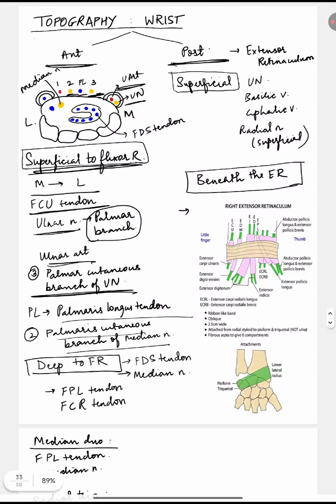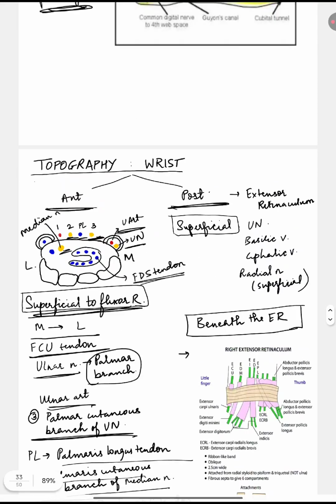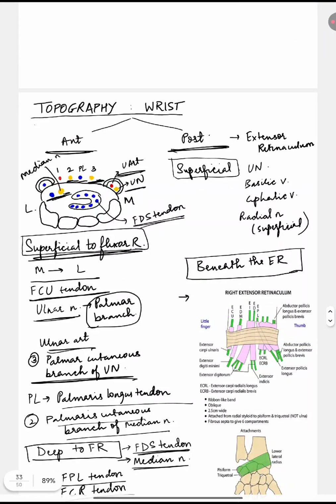deep to flexor retinaculum. There are flexor digitorum superficialis tendon, median nerve, and flexor pollicis longus tendon. Flexor carpi radialis tendon. Now median duo. Median duo, it is flexor pollicis longus tendon and median nerve.